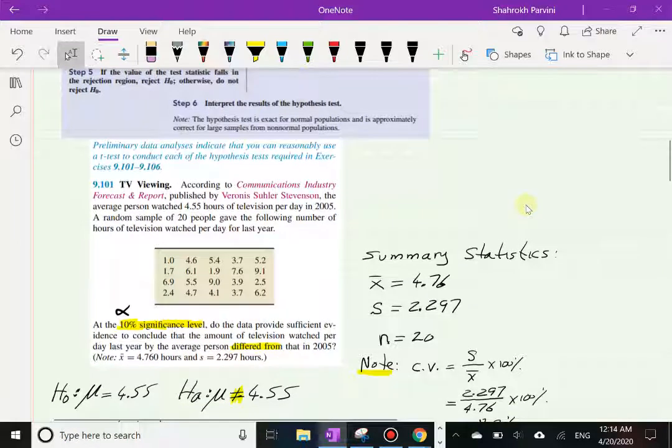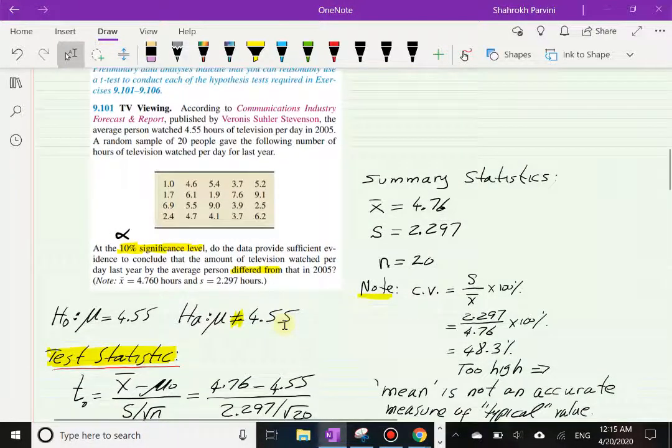The null hypothesis is that the mean is 4.55. Remember, that's how many hours of television was watched in 2005. So we take that to be the status quo. So the null says this year, or last year, is no different than 2005. Against the research hypothesis, the researchers want to know if it's different from this. So the alternative is going to be not equal to 4.55.